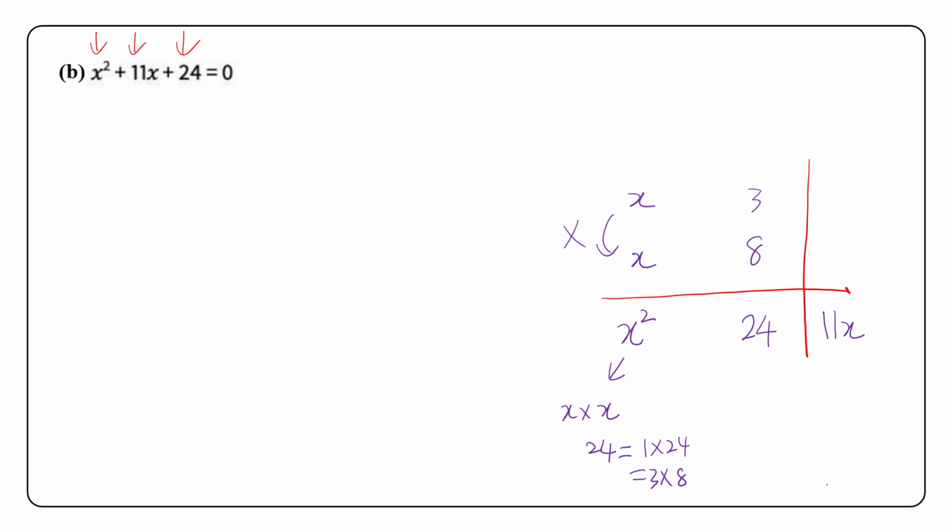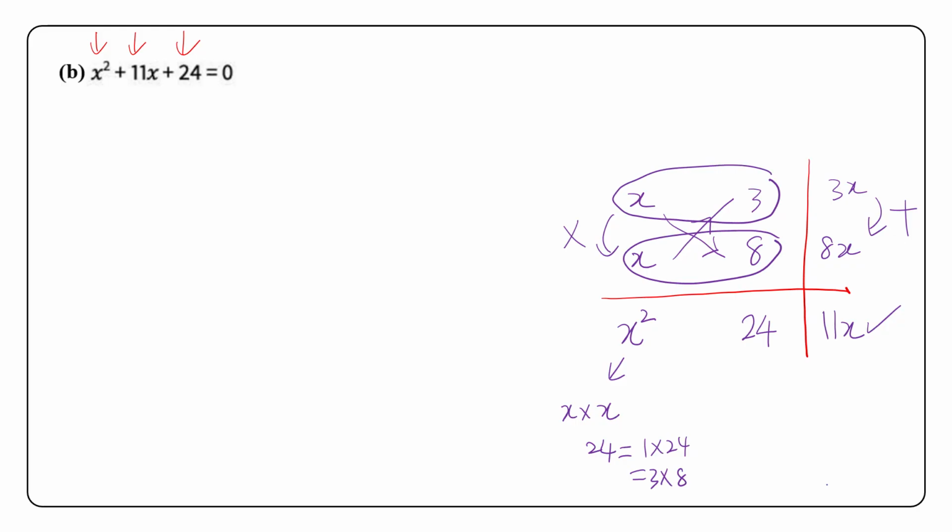Okay, so now cross this way, x times 3 is 3x. Cross like that, 8 times x is 8x. Then these 2 terms add together. Okay, very lucky, because 8 plus 3 is 11. So 3x plus 8x is 11x. So this will be one bracket, this is a second bracket. So this is x plus 3 in one bracket, and x plus 8 in the other.